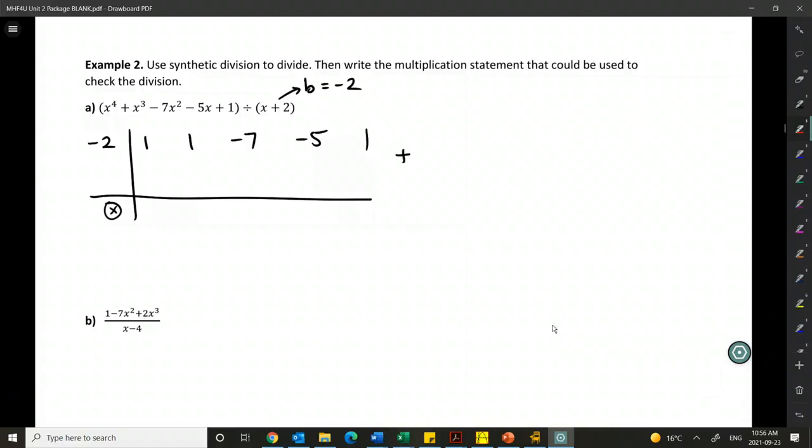Okay, so first step, nice and easy. Drop the first term. Okay, then we do this multiply process. So negative 2 times 1, write the answer up into the next column. It should be negative 2. Then I add in that column. So as I add here, I'm getting 1 plus negative 2. That gives me negative 1.